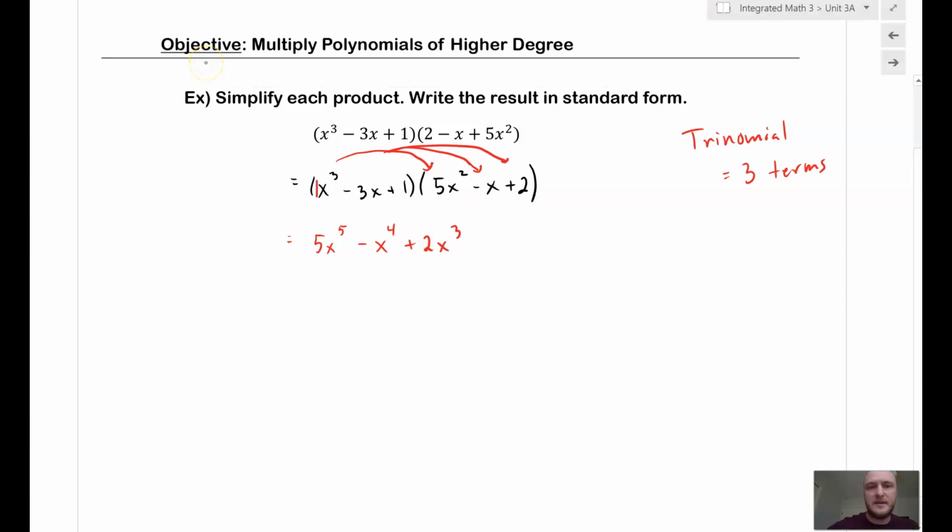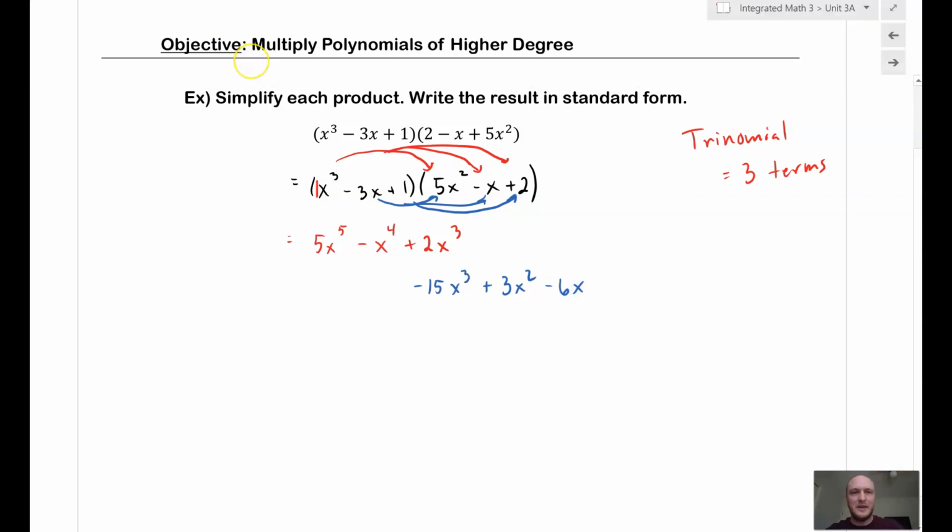All right, let's go ahead and distribute the negative 3x. So I have negative 3x times 5x squared. That is negative 15x cubed. Negative 3x times negative x is a positive 3x squared. And, sorry, I'm forgetting my arrows. Okay, negative 3x times positive 2 is a negative 6x.